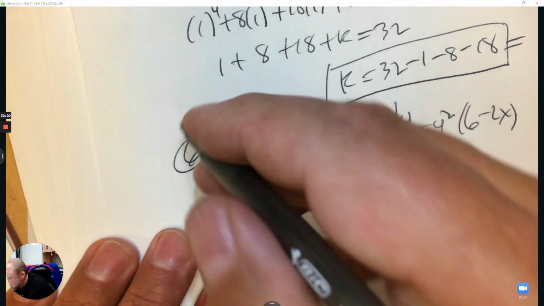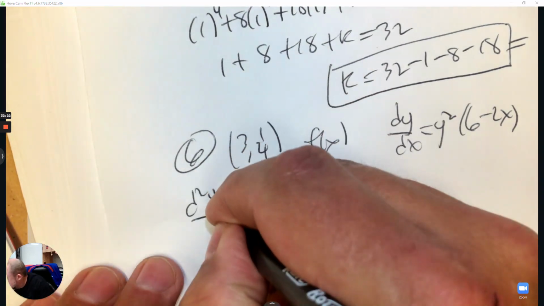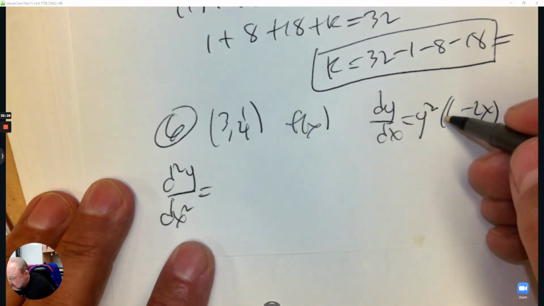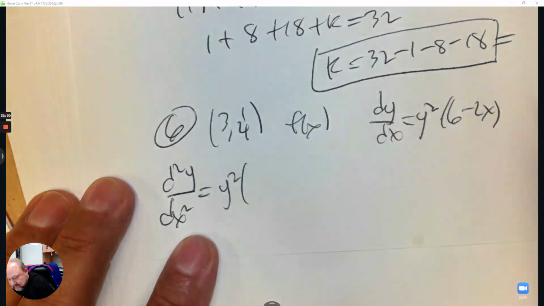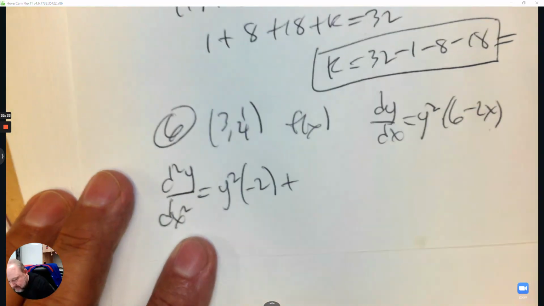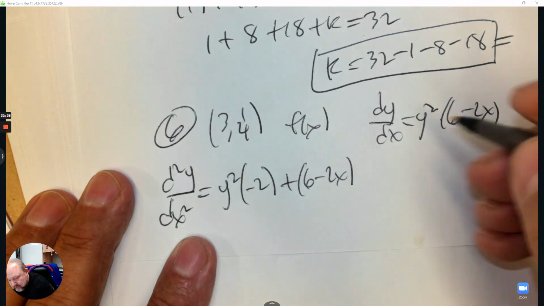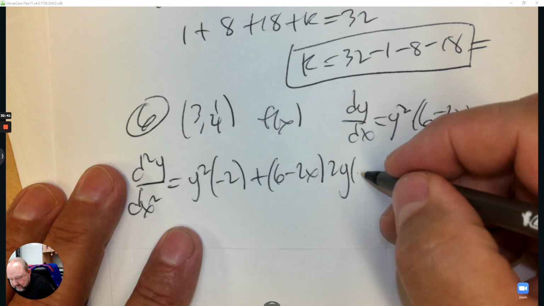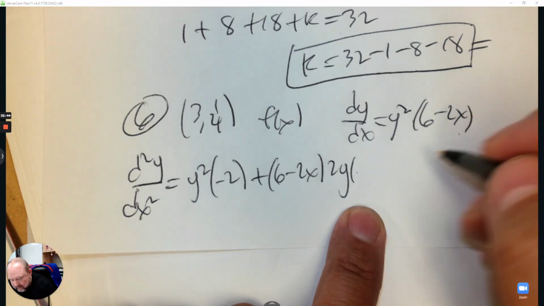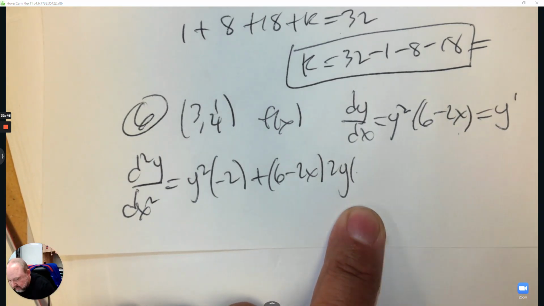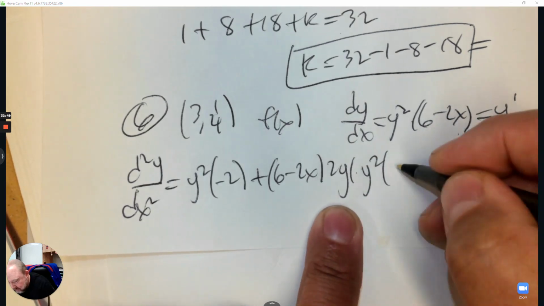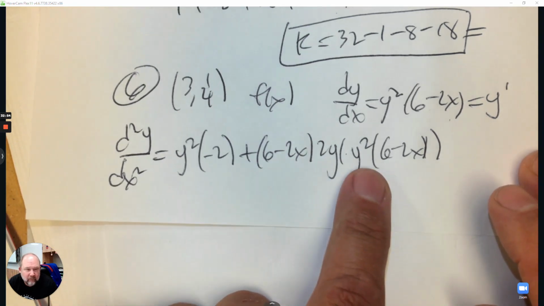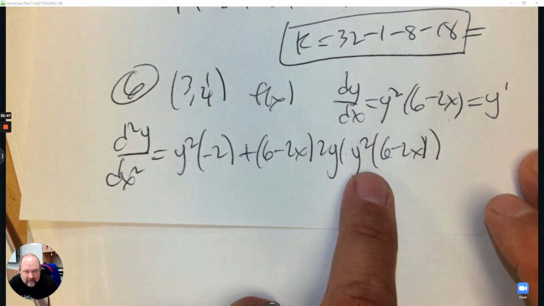So we can do that. So the second derivative is going to be the product rule. So the first times the derivative of the second plus the second times the derivative of the first, but we need a y prime. And instead of y prime, I can just put in what y prime equals, y squared, 6 minus 2x. So it would have been 2y times y prime, but this is what y prime equals, so plug that in for y prime.